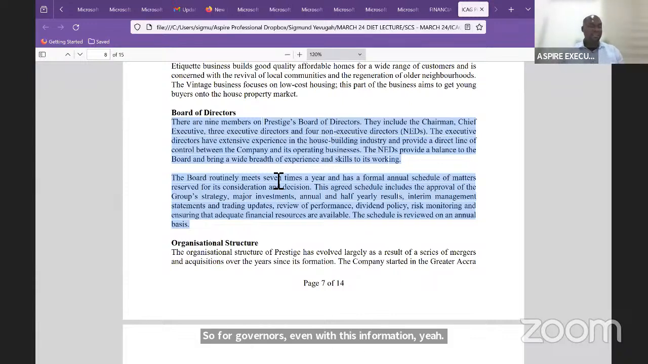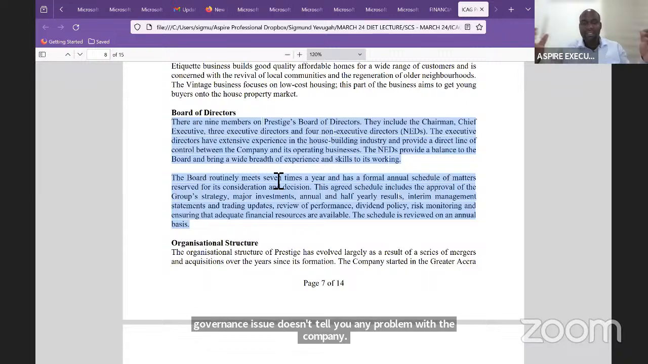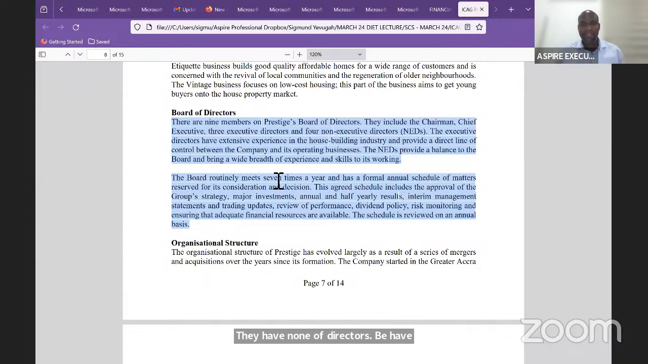That is one danger with this particular case. The governance issue doesn't tell you any problem with the company. They have non-executive directors who are occupying positions on the board. So you see, when you have a case like this, it's left for you to conjecture, looking at the possible issues on governance that could be tested.